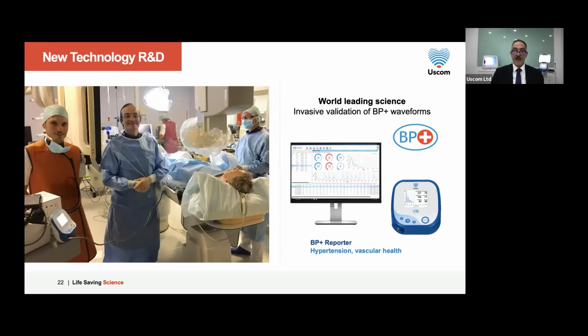He is conducting invasive research on the newly released BP Plus and BP Plus reporter, and this is going on in his catheter lab in Mons. Uscom prides itself in its global network of world-leading cardiovascular and pulmonary researchers, all of whom contribute to the scientific integrity of our devices.